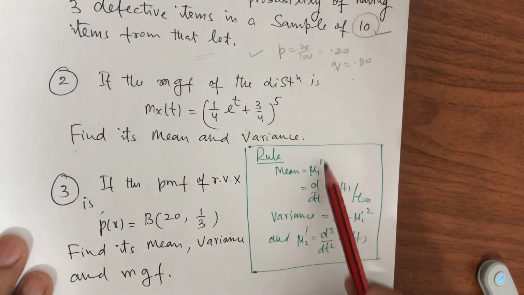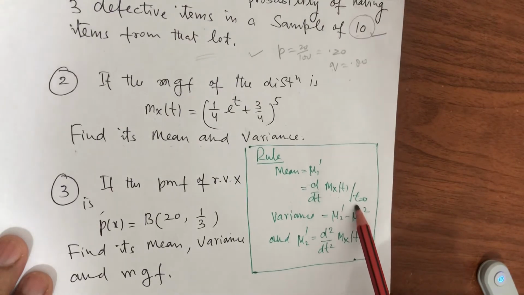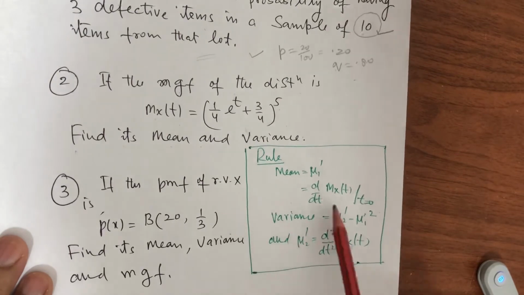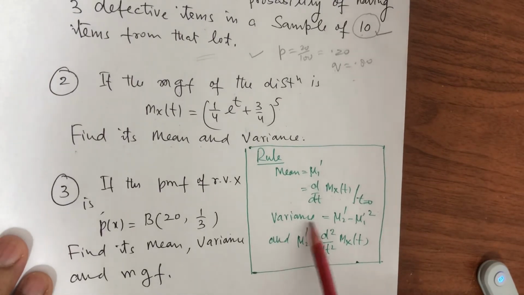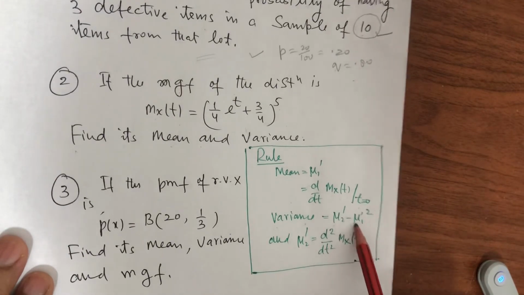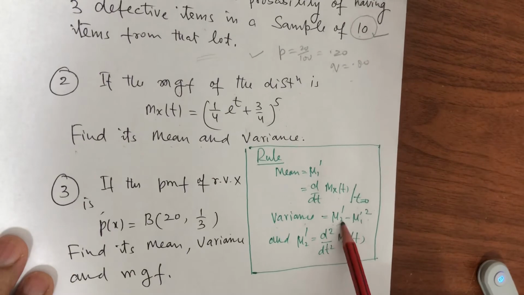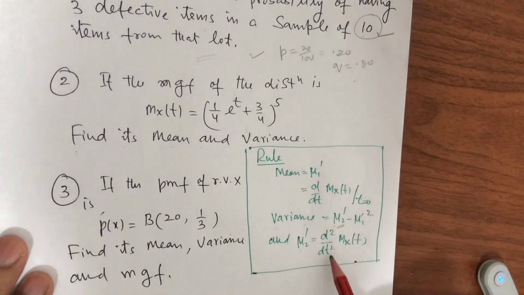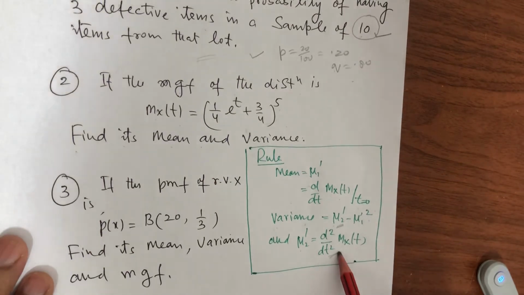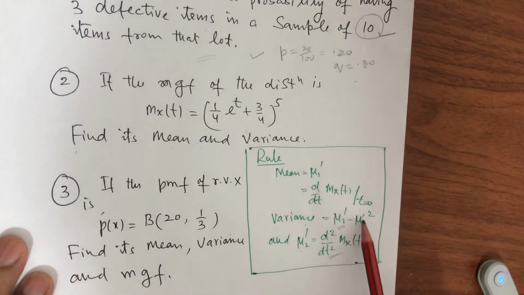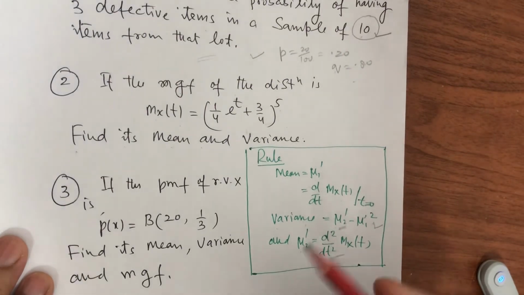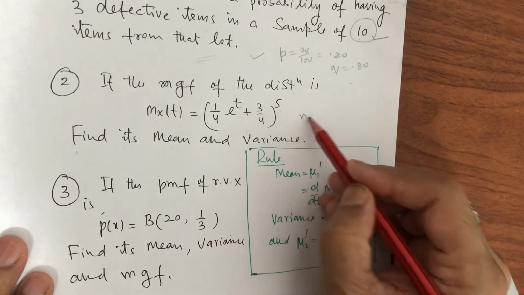The first moment we can find by differentiating the moment generating function and putting t equals 0. This first moment is directly the mean. Variance we can find by this rule: mu2 dash minus mu1 dash square. We find mu2 dash by differentiating a second time, find mu1 dash, and use this rule to get the variance. Okay, this is one. Another simple situation is this, which one of my students suggested before.